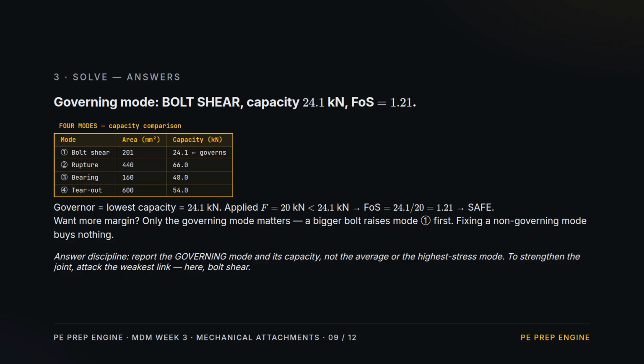The answers. 4 areas, 201, 440, 160, 600, give 4 capacities, 24, 66, 48, 54. The governor is the lowest, bolt shear at 24, and the applied load gives a factor of safety near 1.2, safe. If you need more margin, attack the weakest link. A bigger bolt lifts the governing shear mode first. Fixing a mode that wasn't governing buys nothing.